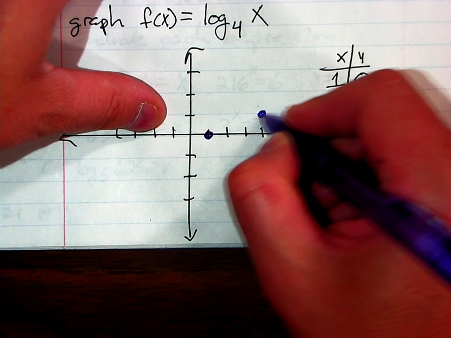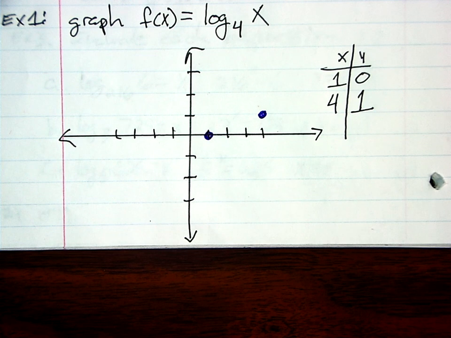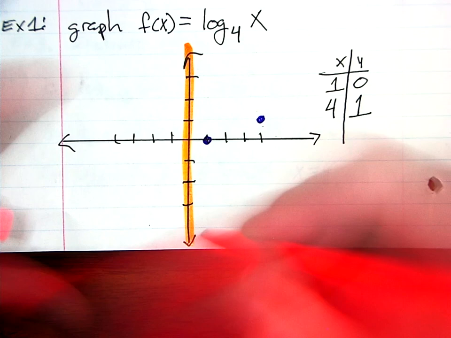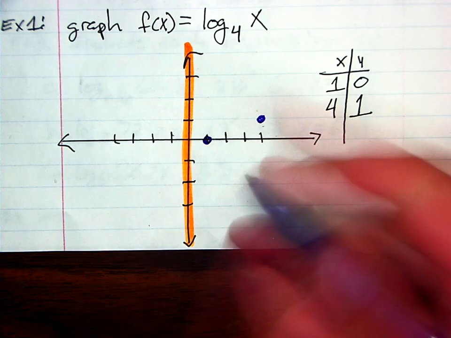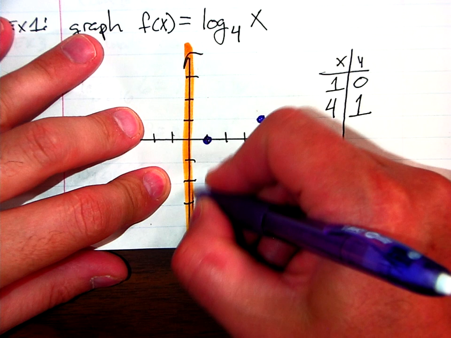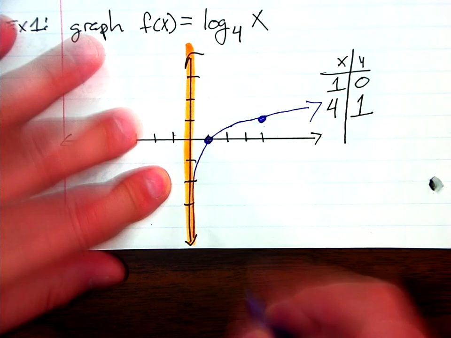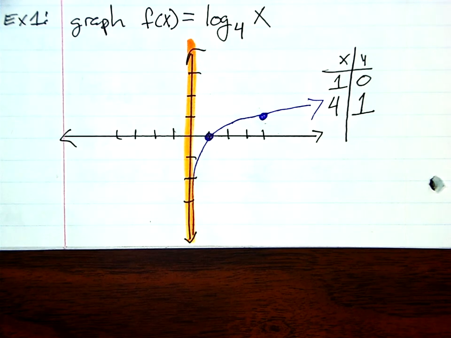Put a point there. Where is my asymptote? x equals 0. So I know I'm not allowed to touch that line or cross that line. So we're going to go up, curve around, go through this point, and congratulations, you just graphed a logarithmic graph. Unless it's being translated, which guess what we're doing next? Well, we're going to do a try it like this.